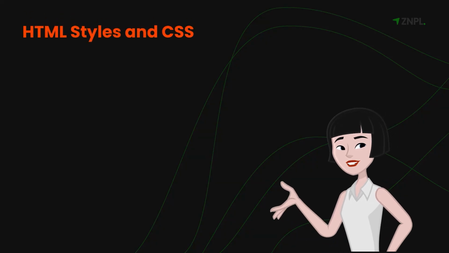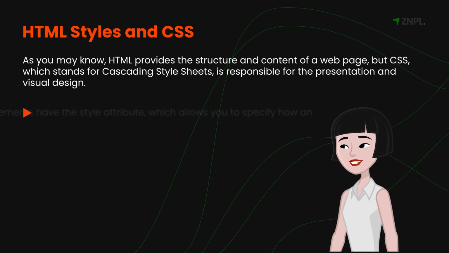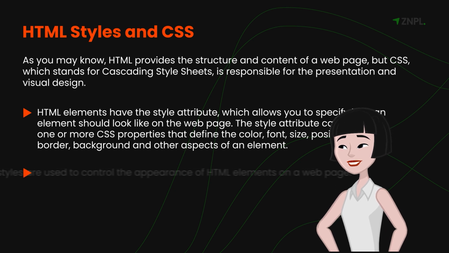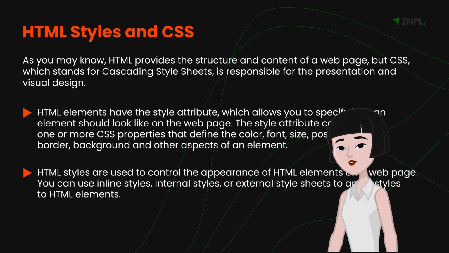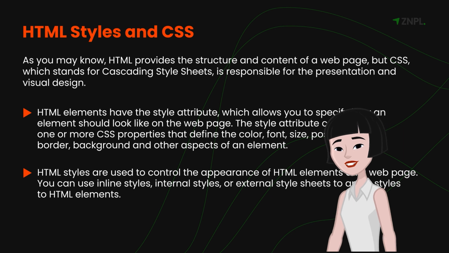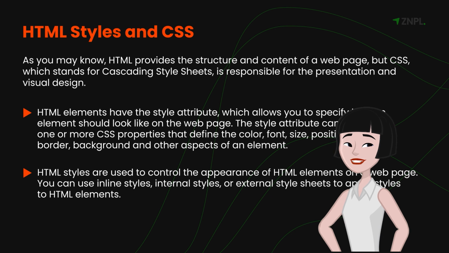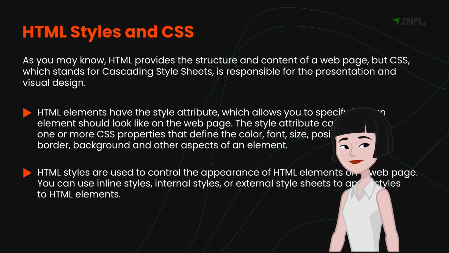What are HTML styles and CSS? As you may know, HTML provides the structure and content of a web page. But CSS, which stands for Cascading Style Sheets, is responsible for the presentation and visual design. HTML elements have the style attribute, which allows you to specify how an element should look on the web page. The style attribute can contain one or more CSS properties that define the color, font, size, position, border, background, and other aspects of an element.